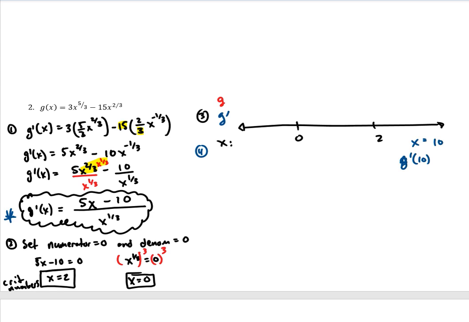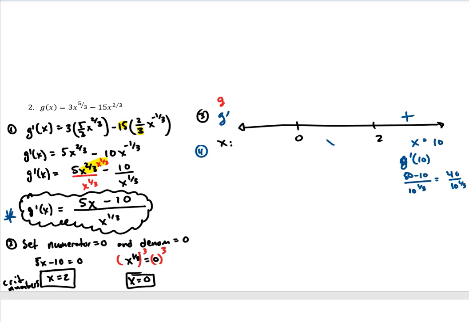So g prime of 10 gives us 50 minus 10 divided by 10 to the 1/3. 50 minus 10 is 40. 10 to the 1/3 is a weird number, but it is positive. A positive to the 1/3 is still positive. At this point, again, you could use a calculator to verify, but it is positive. That's all we care about is the sign, positive.